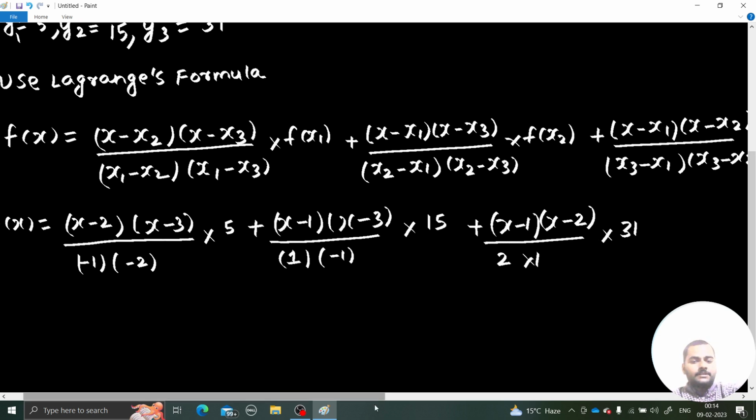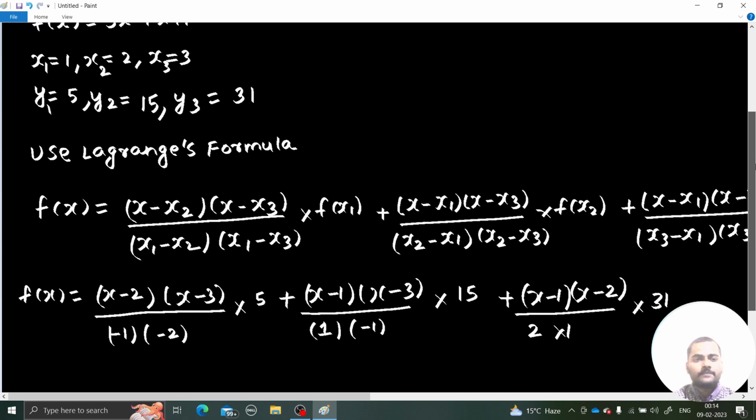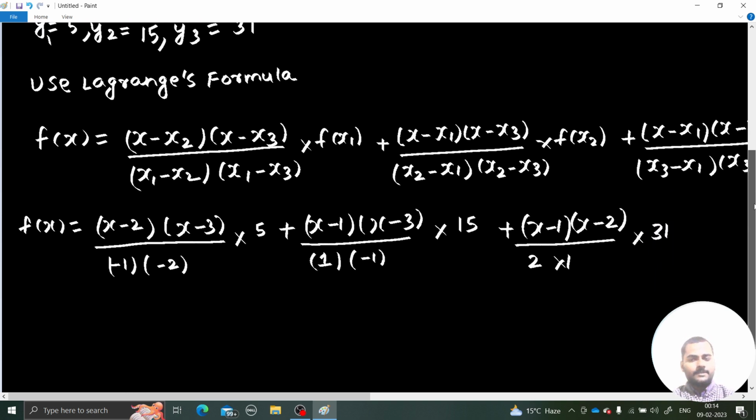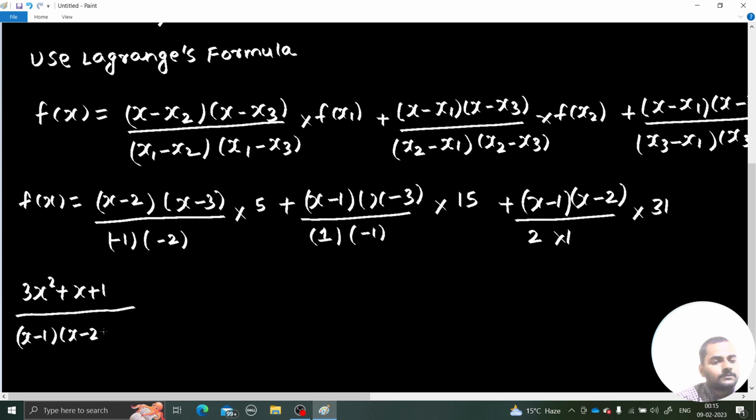Now the interesting thing is coming up. What was the value of f(x) which we assumed? That was 3x squared plus x plus 1. Put that here, equal to this expression. Now in this step, I am dividing both sides by (x minus 1)(x minus 2)(x minus 3).